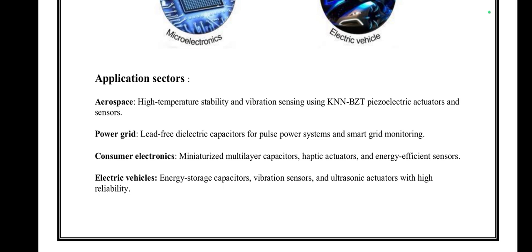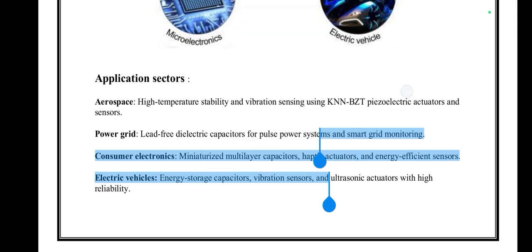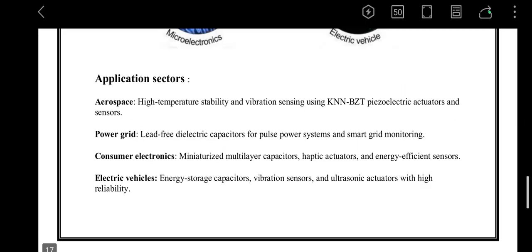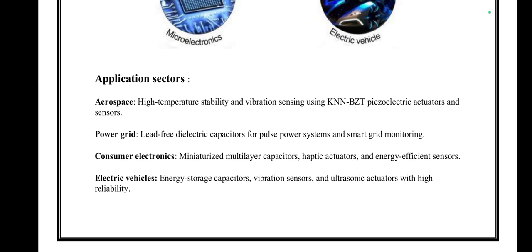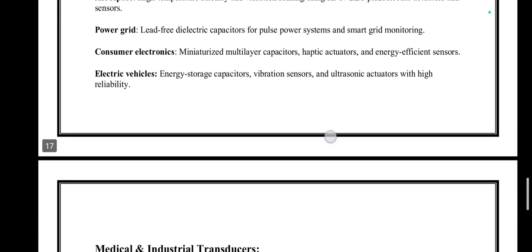Power grid: lead-free dielectric capacitors for pulse power systems and smart grid monitoring. Consumer electronics, and also electric vehicles, energy storage capacitors, vibration sensors, and ultrasonic actuators with high reliability.